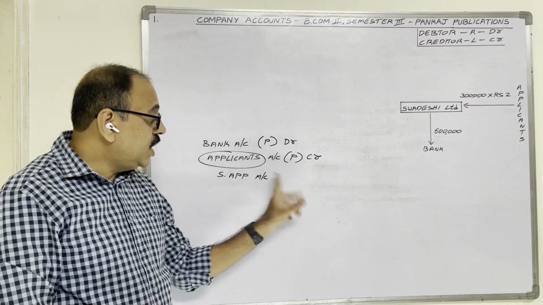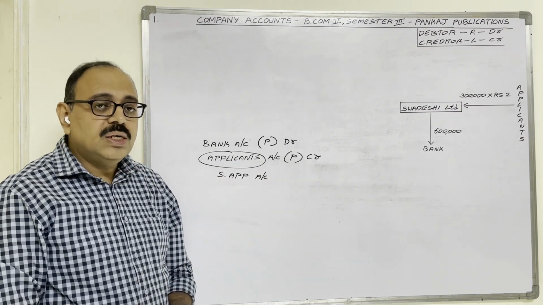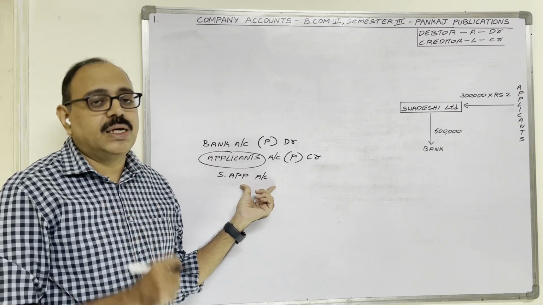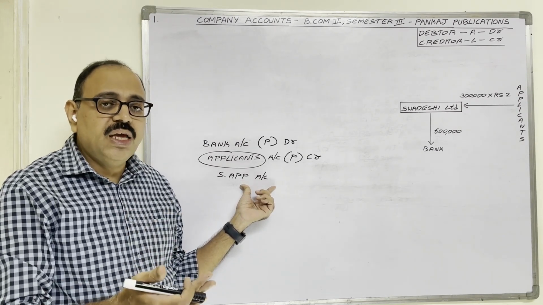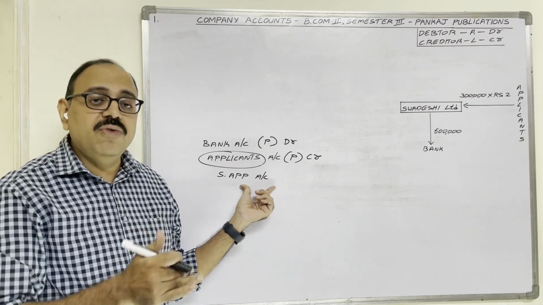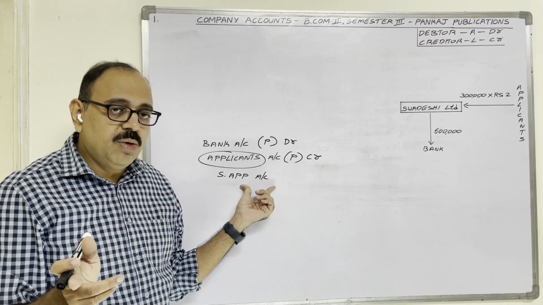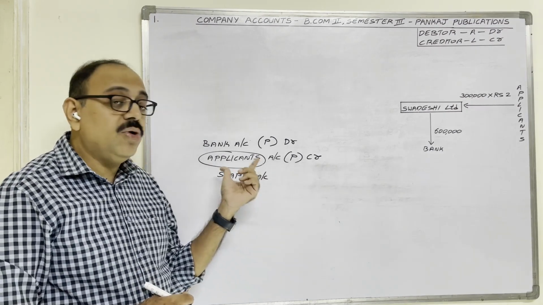Why is share application account created? Because the share application account word represents share applicants. Share applicants are giving money to the company. They are givers. So as per the personal account rule, credit the giver is applicable now. That is why share application account is created.